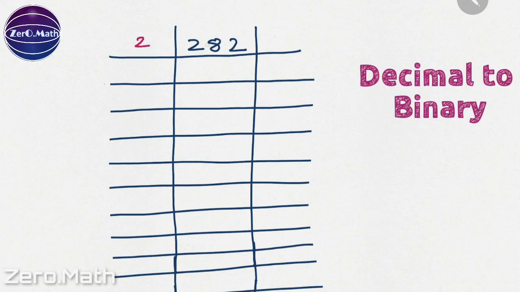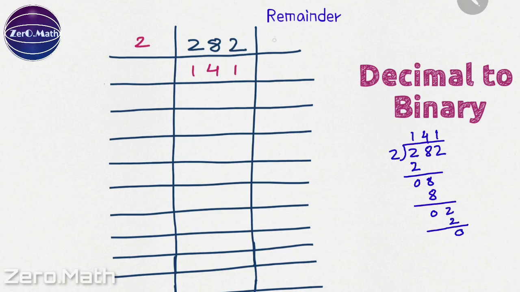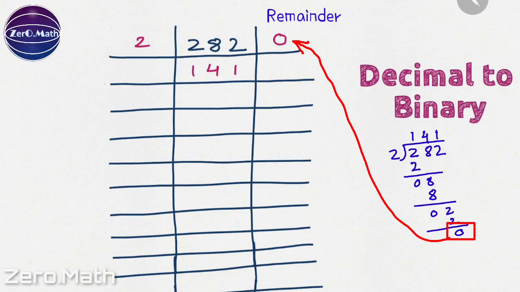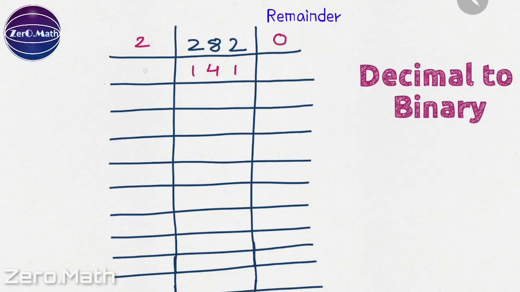So let's divide it by 2. 2 ones are 2, 2 fours are 8 and 2 ones are 2. There won't be any remainder. On the right hand side is a column where I am going to write all the remainders. Let's divide 141 by 2 again. 2 sevens are 14 and how many 2's can go into 1? It's 0. It will leave 1 as a remainder.